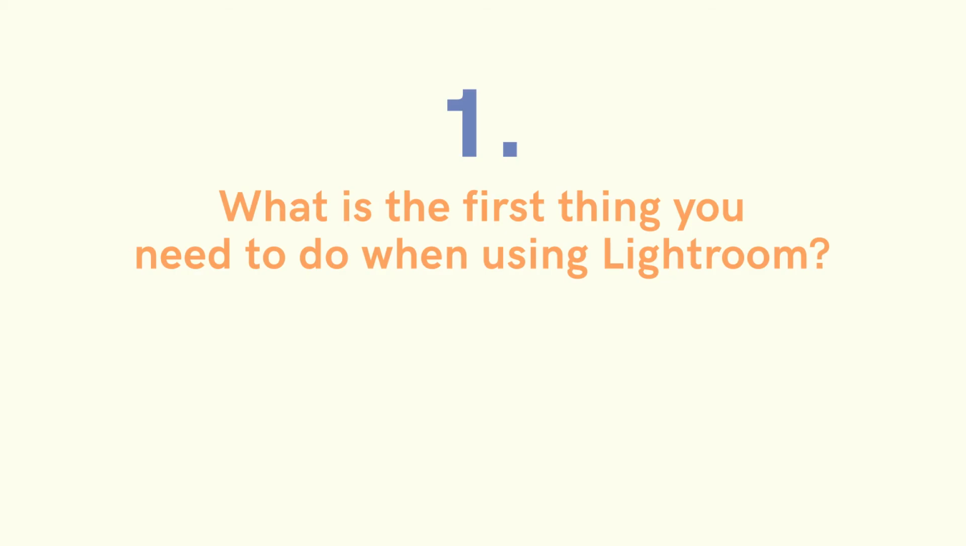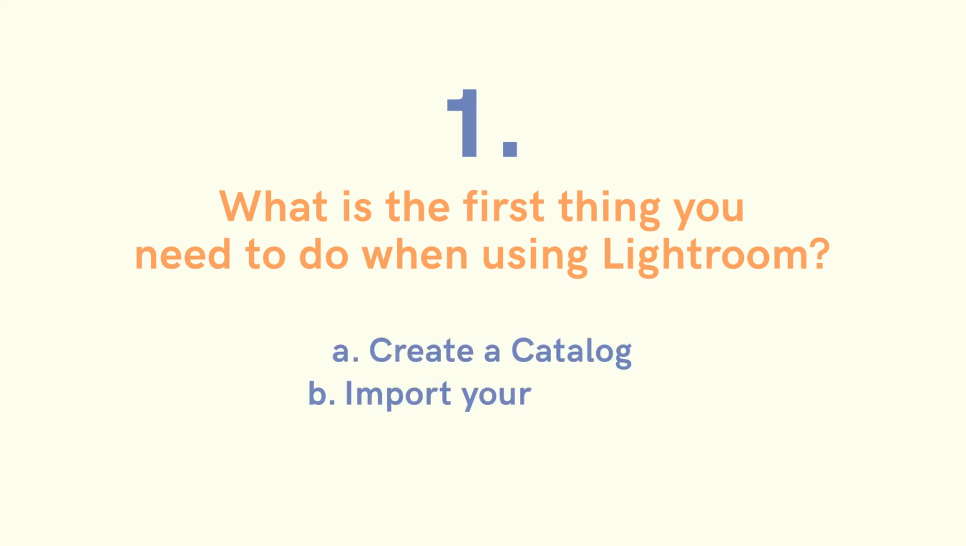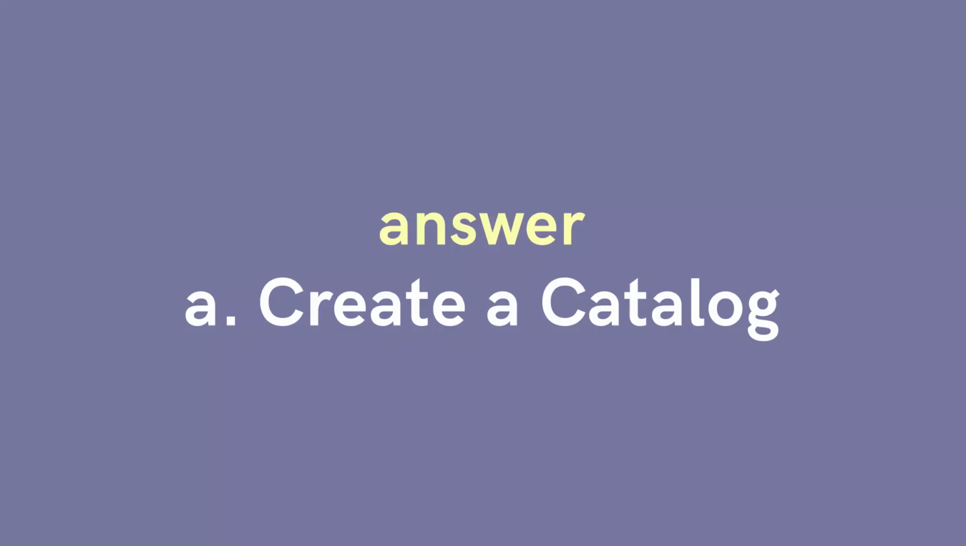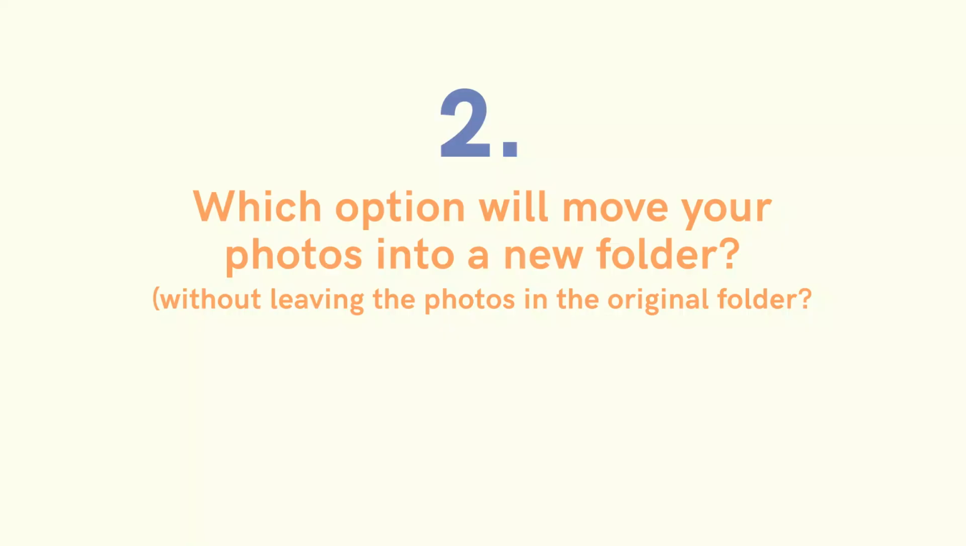So the first question is, what is the first thing you need to do when using Lightroom? A, create a catalog, B, import your photos, or C, flag your photos. Which option will move your photos into a new folder without leaving the photos in the original folder? A, copy as DNG, B, add, C, move.